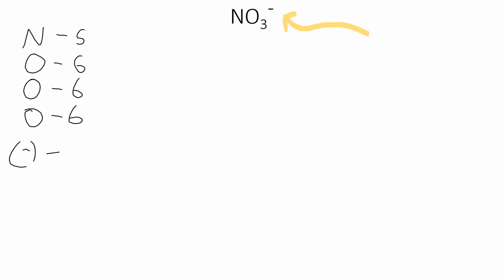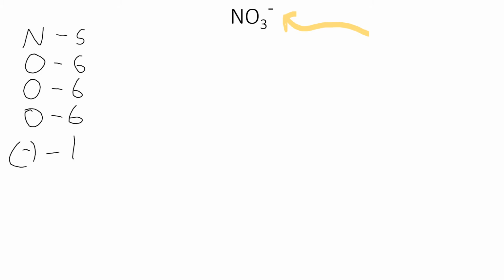So when I count up my valence electrons, I have nitrogen, oxygen, oxygen, oxygen. We know that nitrogen brings 5 valence electrons into the structure because it's in group 5A on the periodic table. Each oxygen contributes 6. But what is that charge telling me? That negative charge tells me I have 1 extra electron than just what nitrogen and 3 oxygens normally have. So I need to account for that electron.